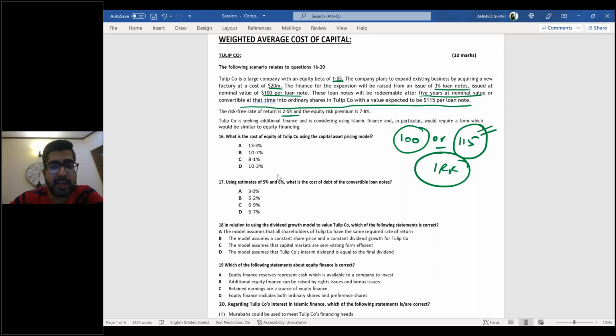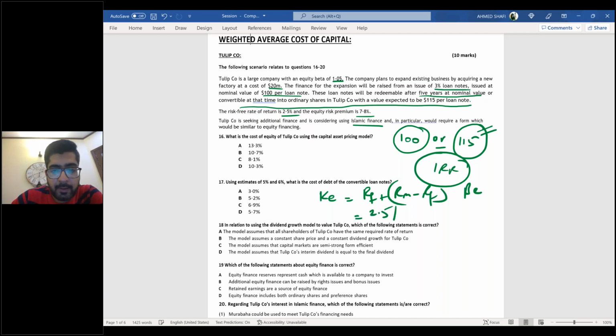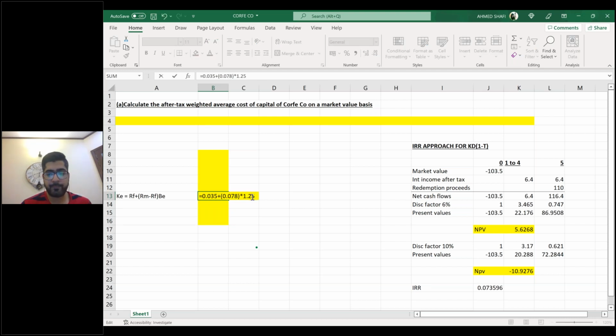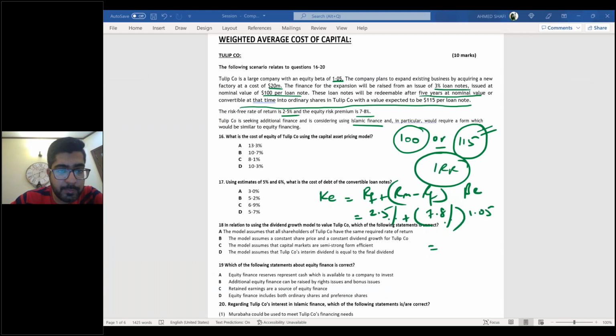That's what convertible is. Risk-free rate 2.5, premium 7.8. Tulip is seeking additional finance using Islamic financing. What is the cost of equity using CAPM? Cost of equity is basically KE. You don't need to perform Excel workings here, spreadsheet workings here, because this is an MTQ. KE using CAPM is RF plus beta equity. Risk-free rate of return is 2.5%. Are you given premium or market rate? Market rate is not given, premium is given. That means it's the whole bracket, 7.8, and beta equity is 1.05. 10.69% is the answer. I will select 10.7.